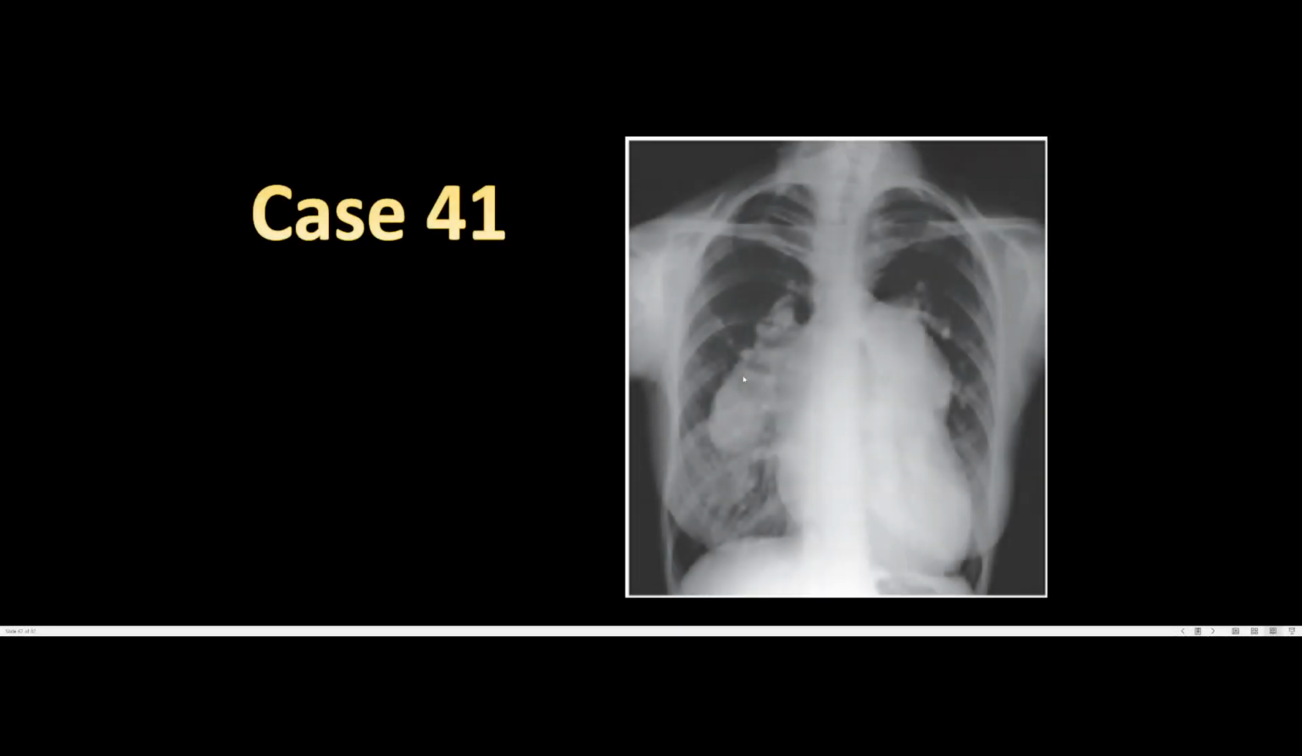Now, if we look at case number 41, this one is very much obvious. Now, in case number 41, the notable finding that you can see here is a case of pulmonary arterial hypertension. So this person has a high pulmonary arterial pressure and severe pulmonary arterial hypertension. So how does it appear on chest x-ray?